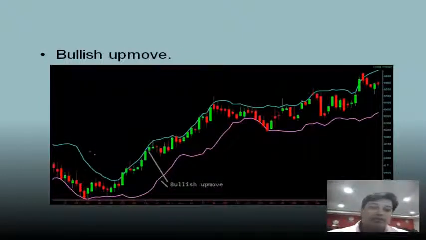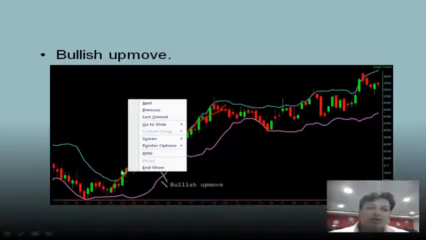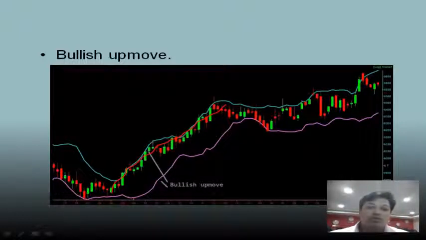The third variation is bullish up move. Whenever you have a trending stock, the price starts moving up slowly, and as the price moves up slowly, it keeps on touching the upper price of the band. What you need to observe is that the lower price of the band is also following the price. So here the volatility is fairly low and the price is touching the upper price of the band.